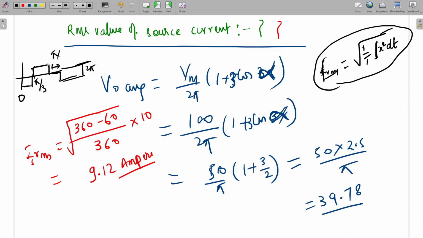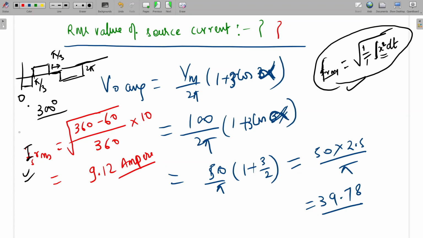Pi by 3. Total you can calculate with this formula also and this formula also. You can see, like, directly you can calculate. The formula is total period for which current will be available. So total period for 360 minus 60, for 300 degree current will be available either in form of plus or minus. But since here we are doing the square, it will be same only.